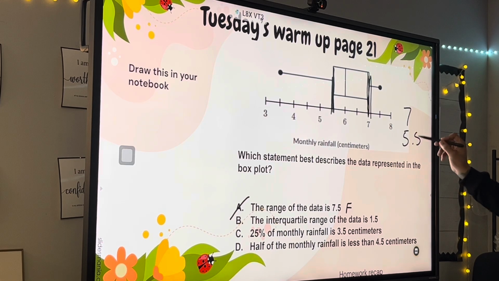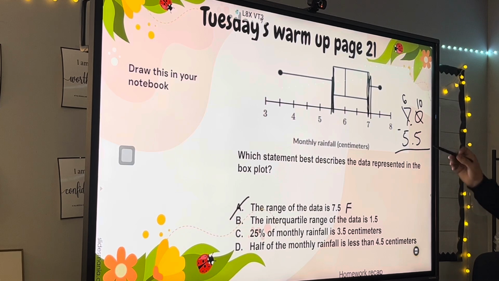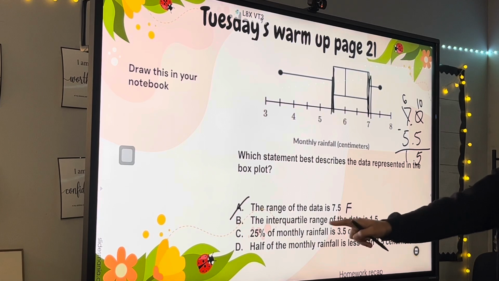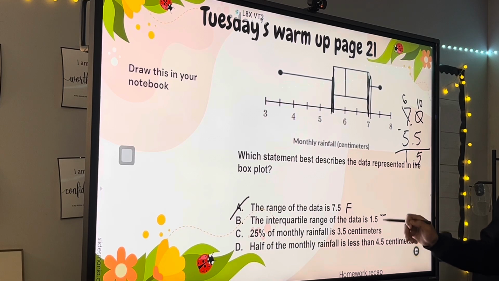So Q3 minus Q1, which is the start of our box, which is at where? 5.5, right? So I'm subtracting Q3 minus Q1. What do I need to add up here next to my 7? Decimal and 0, right? I cannot subtract 0 minus 5. I need to borrow 1, make that 6. Now this can become 10. 10 minus 5 is 5. 6 minus 5 is 1. So the interquartile range of the data is 1.5. Is that true? Yes. All right. So maybe this could possibly be our answer. We'll put a T for true.